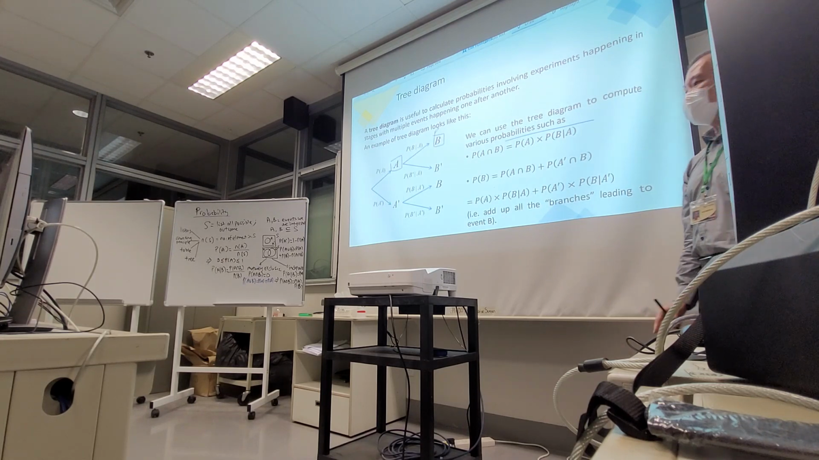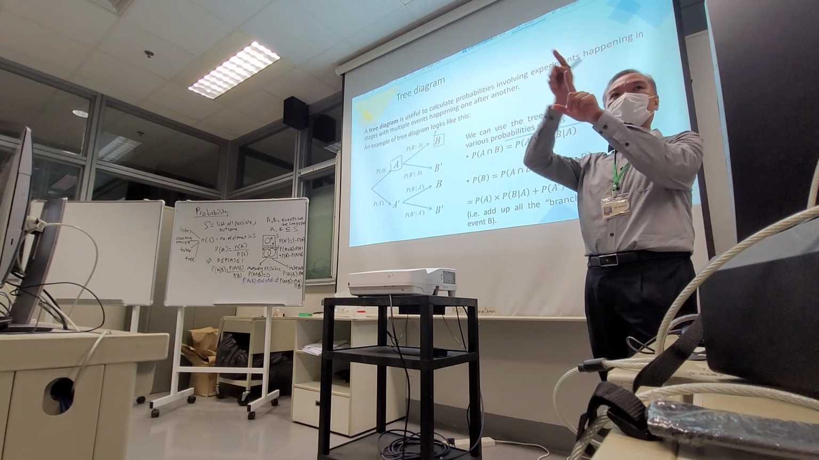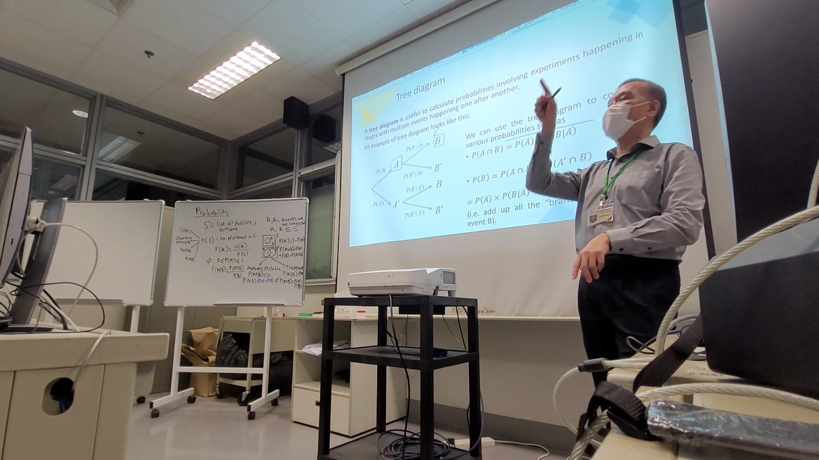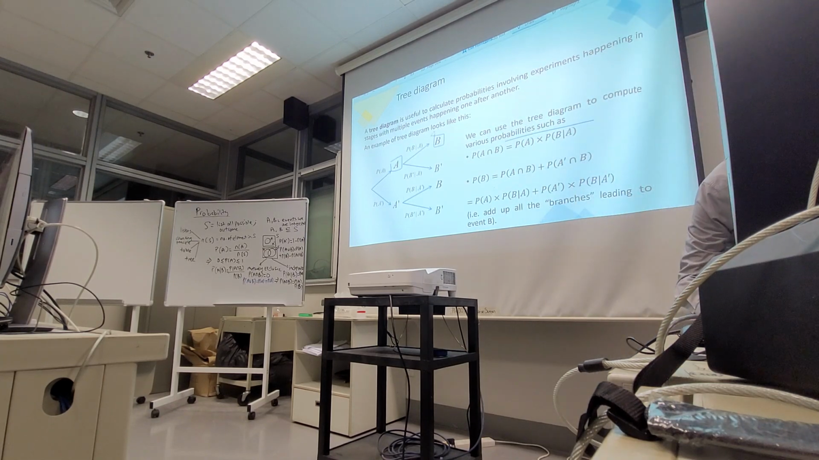So take note. Look at event A. There are two possibilities, right? Whether A occurred or A doesn't occur. When A occurred, I also know that there are two possibilities, B occurred or B doesn't occur. But similarly, for A not occurring, you also have the probability of B occurred and B not occurred.